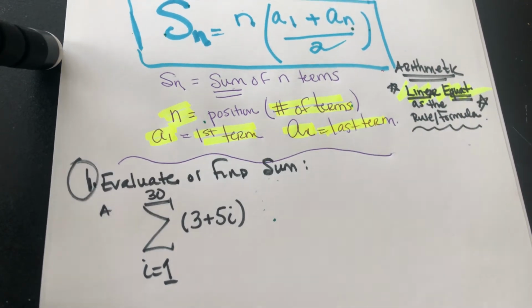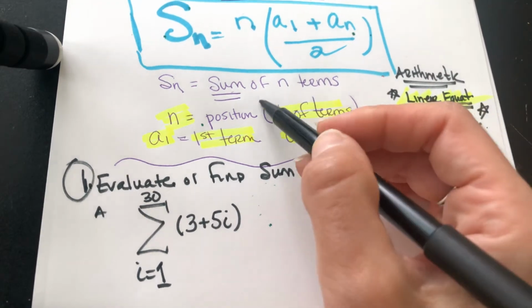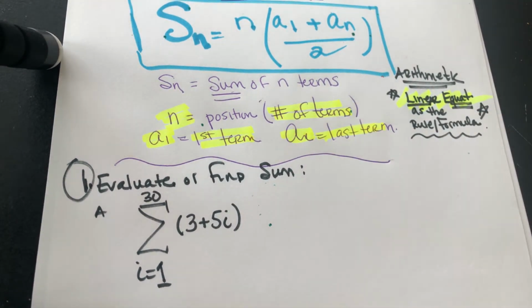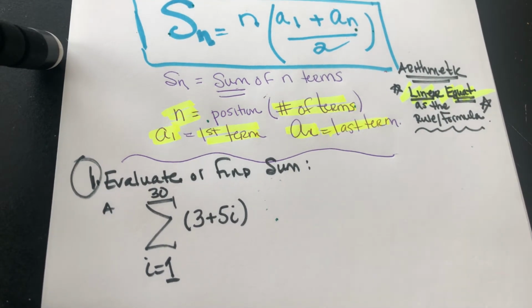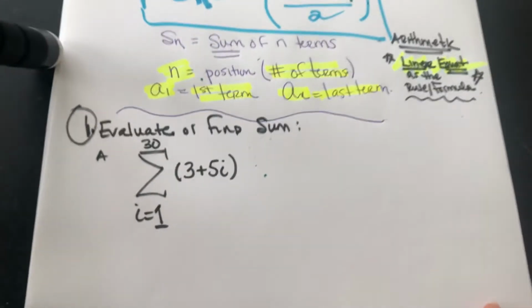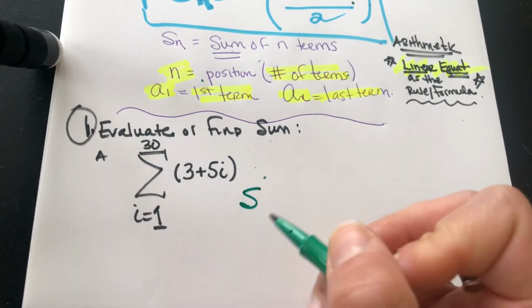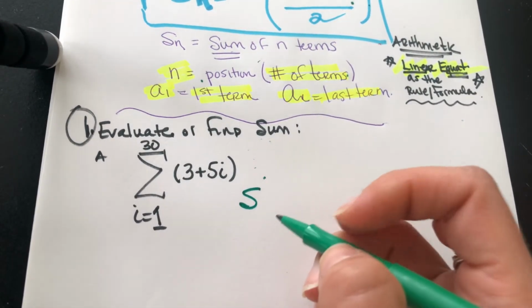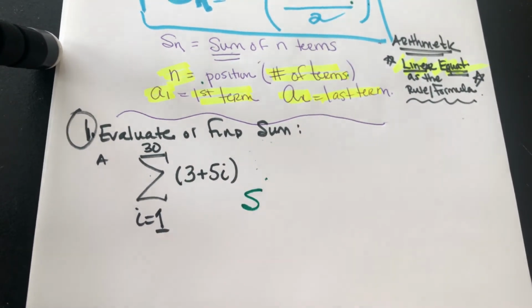Okay, and then all you're going to do is, if you remember the things up top, you're going to substitute them in. So let's take a look. Here's the first one, like I said. I can give it to you like that. So S of, well, the question is how many terms do you want? You're going from 1 to 30.